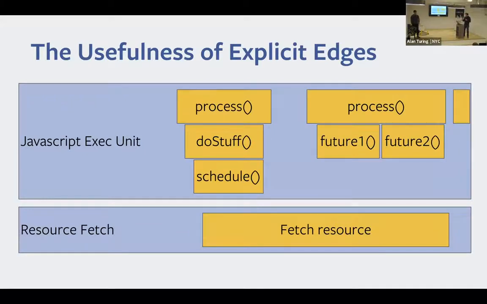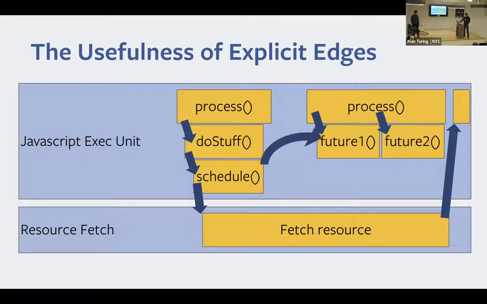So one of the other nice things about this is explicit edges are actually useful for modeling all sorts of async things, right? So here, from the left arrow to the right arrow is the synchronous thing where we're fetching a resource, and we can model that with edges, right? And then so are these, right?